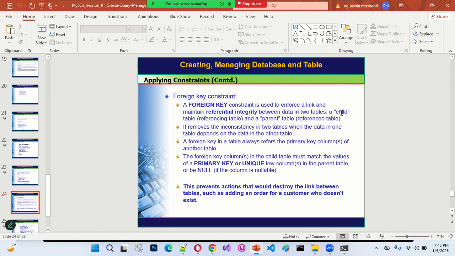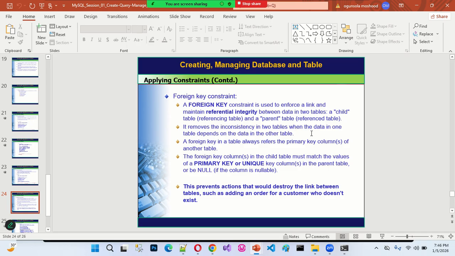The first table must be a child table while the second table must be a reference table, I mean a parent table. A child table is called a referencing table while the parent is called a reference table. That means a child table must reference a parent table. A parent table is the table that has a primary key while the child table is one that has the foreign key.